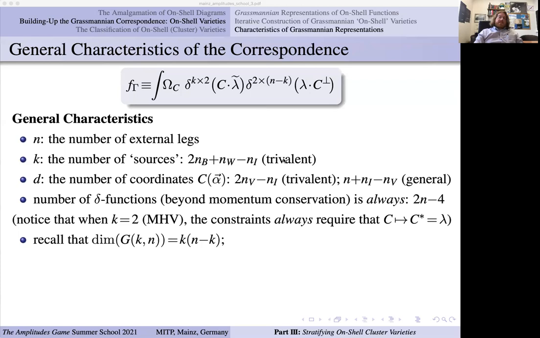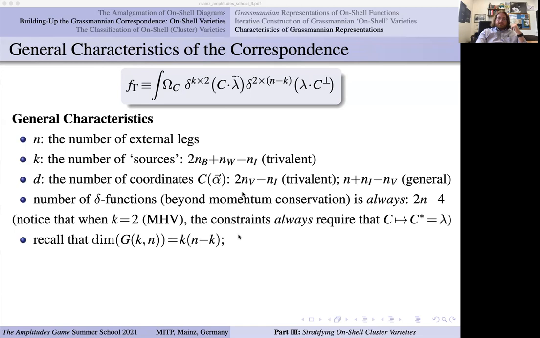So one of the interesting things is that the dimension of the Grassmannian is always K times n. It's the number of entries of this K by n matrix minus K squared for GLK. So it's K times (n minus K). That's how many degrees of freedom there could possibly be inside this Grassmannian.